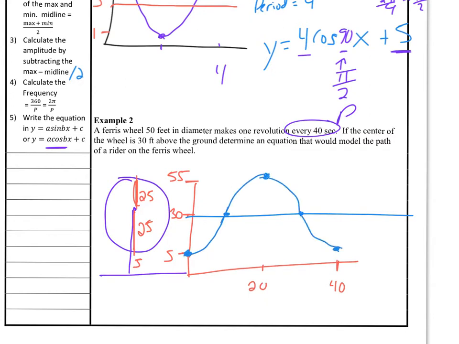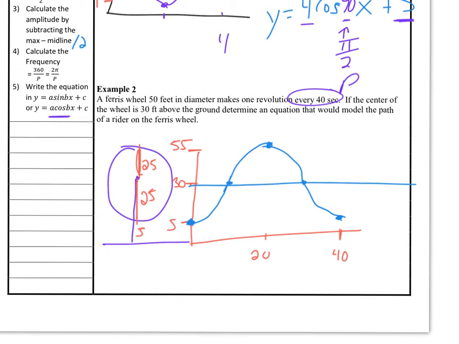And there we have it. There is our graph. So now we need to put an equation to that. Well, in order to make the graph, we kind of had to come up with parts of the equation. So we said the amplitude was how far we were shifting up. So from 30 up to 55 is 25.